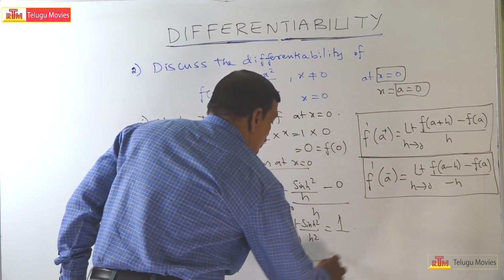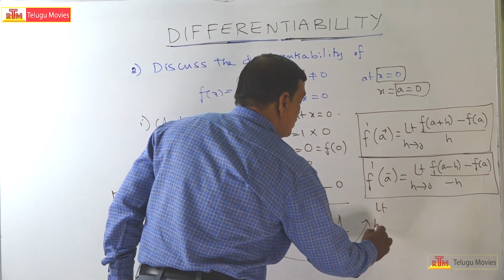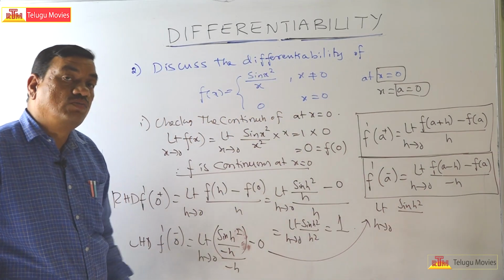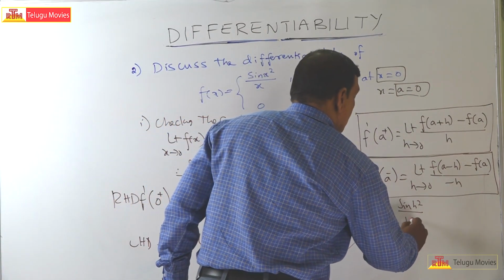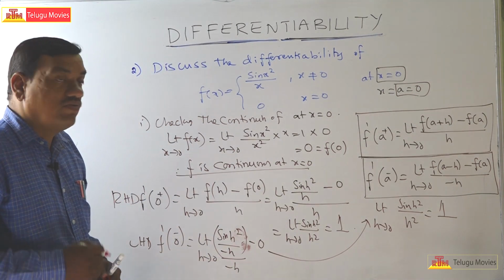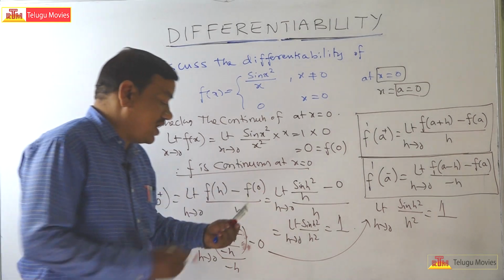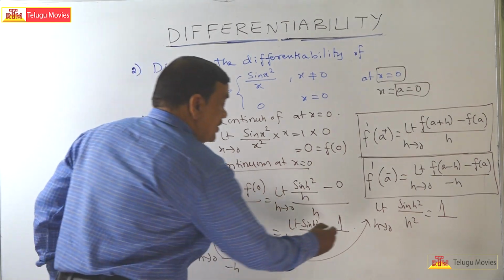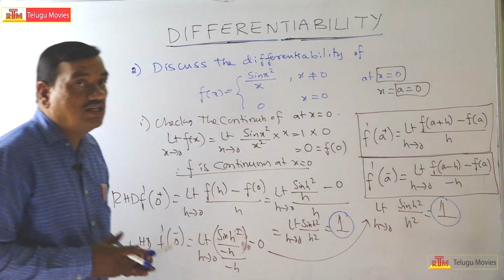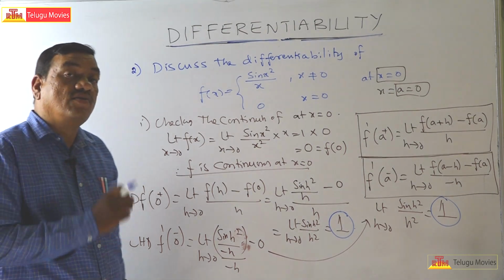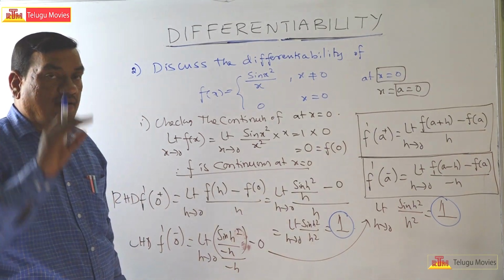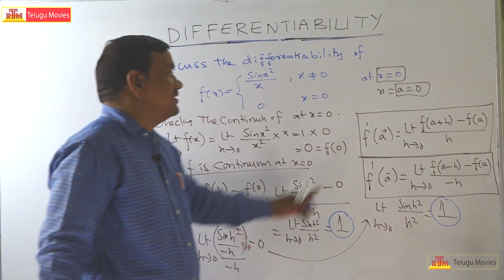So, this is equal to limit h tends to 0 of sin h square upon minus h into minus h, h square. This is equal to 1. So, limit h tends to 0 sin h square upon h square is also 1. The right hand side derivative value is 1, and the left hand side derivative value is also 1. So, LHD is equal to RHD, therefore, the function is differentiable at x is equal to 0, therefore, we can draw a tangent at the point x is equal to 0.